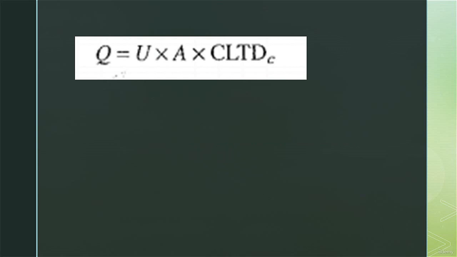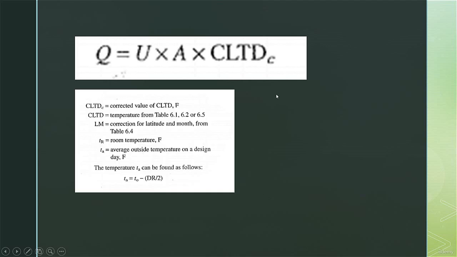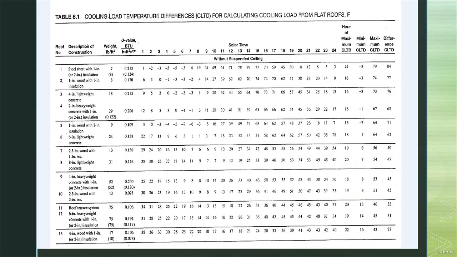We use the formula Q is equal to U A CLTD_c. CLTD_c is the corrected value of cooling load temperature difference. U is the overall heat transfer coefficient, and A is the area. The difference between the two is that we use a different chart to find the cooling load. This is Table 6.1, which is used for finding the cooling load temperature difference.